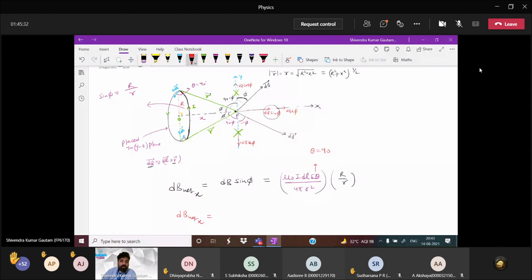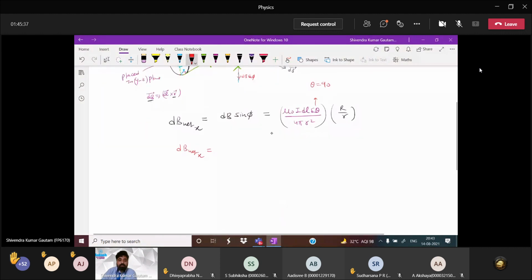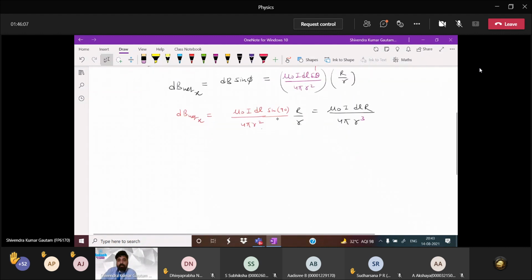Net magnetic field along the x is equal to mu naught I dl, sin 90 is 1, divided by 4 pi r square, and here R by r, which I can write as mu naught I dl R divided by 4 pi r cube. Okay. This is due to one element.